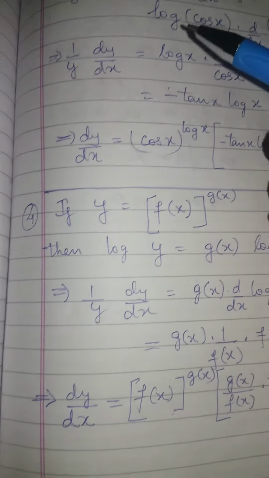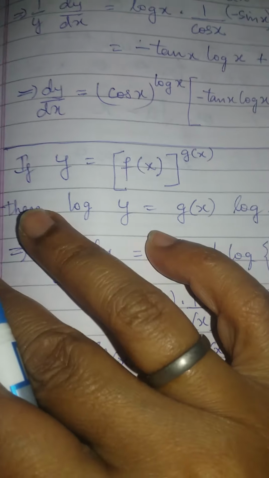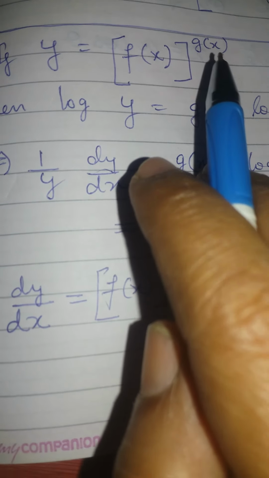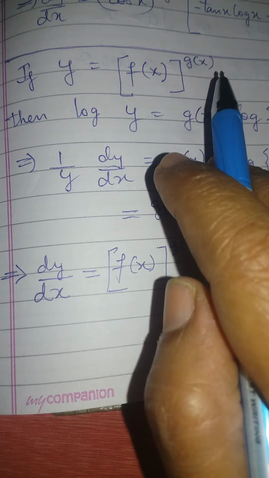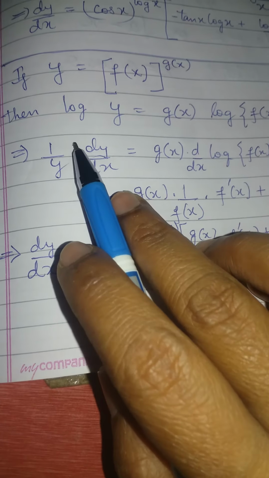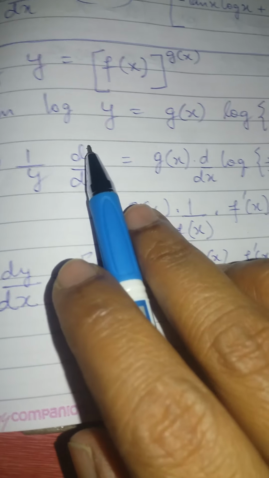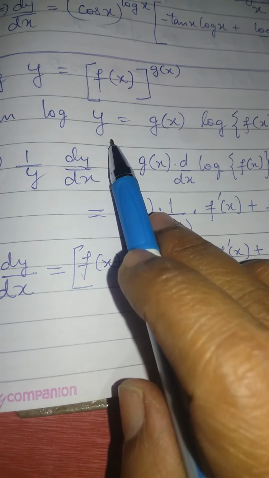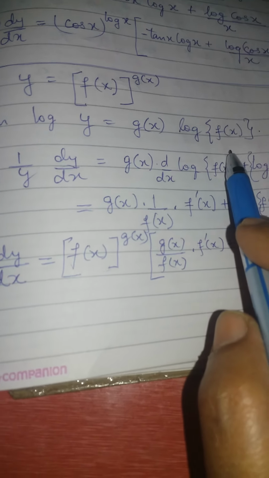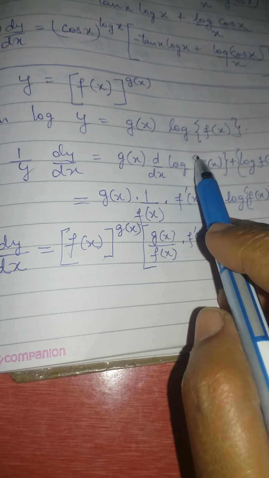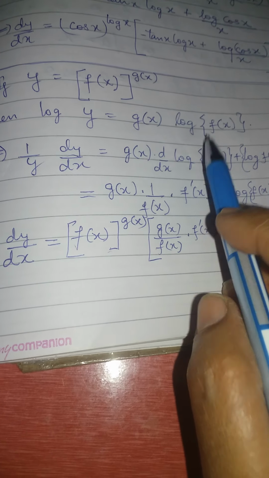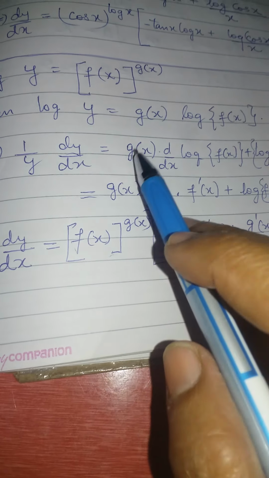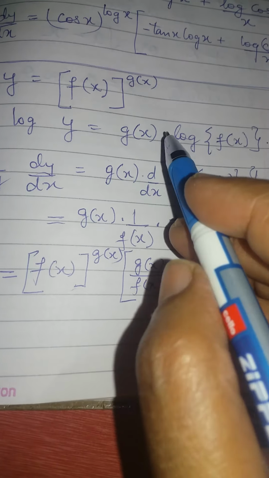Now suppose we have the fourth case, means if y is equal to f(x) to power g(x). So in that case, what should be the process followed? Again the same process: taking log on both sides, we get log y is equal to g(x) log of f(x). Now we will differentiate on both sides with respect to x.